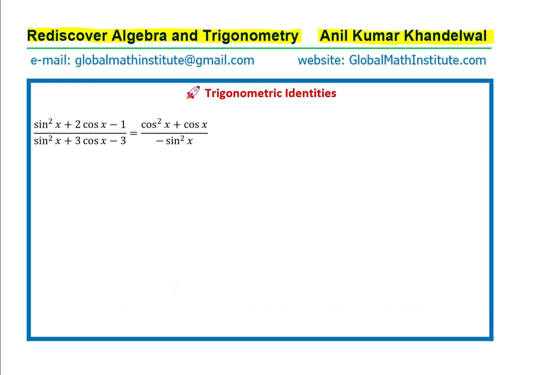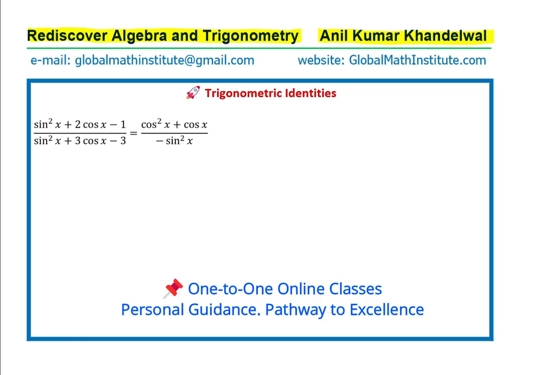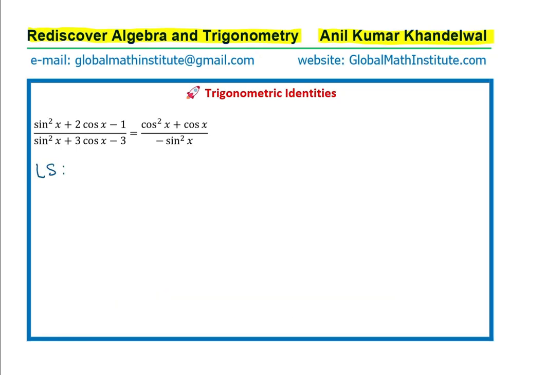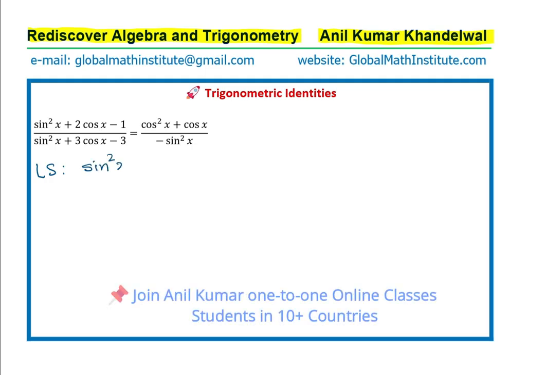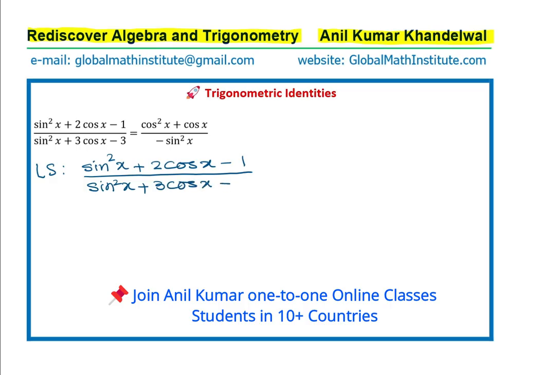To prove identities, we could start from left side or right side. Now in this particular case, let me begin from the left hand side and we will show that it is equal to the right hand side. The left hand side given to us is sine square x plus 2 cos x minus 1 over sine square x plus 3 cos x minus 3.